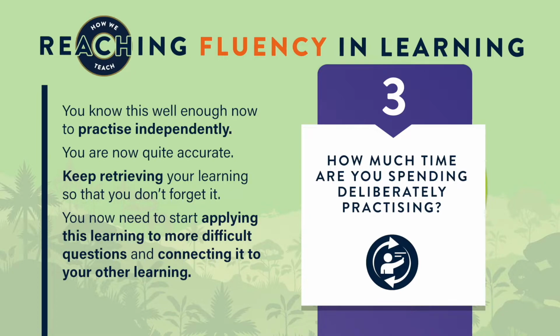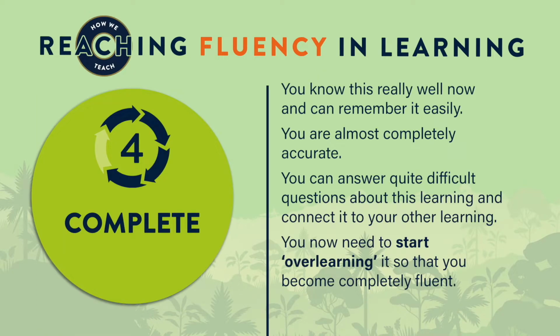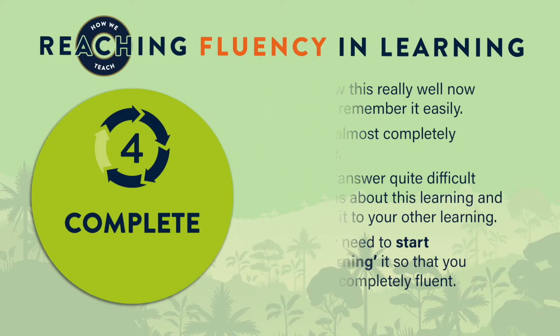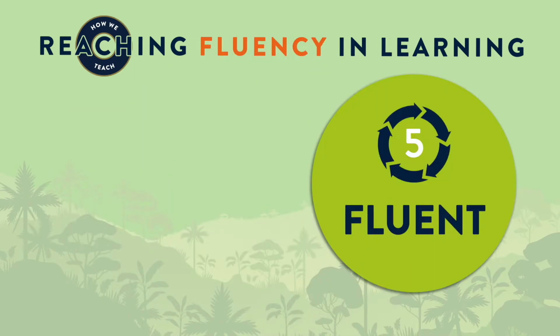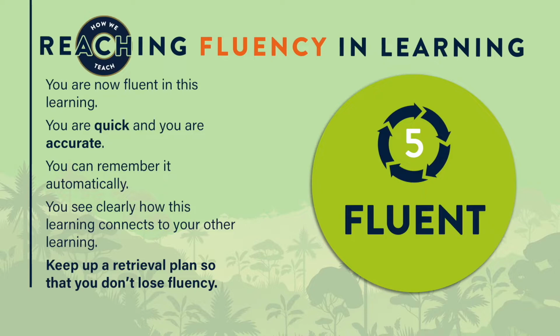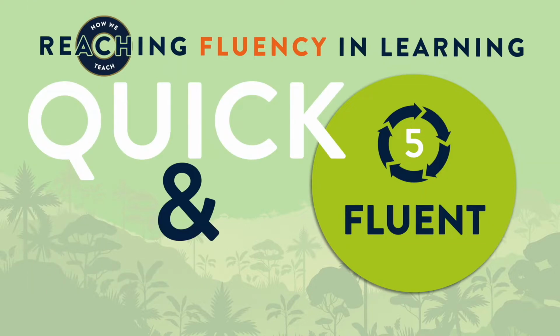It's only through doing that independent practice that really you can get your level of knowledge to being complete. You really know the stuff well and you can recall it easily, and you're almost always completely accurate. If you've moved beyond that stage, well then you're now fluent. Once you're fluent at a piece of knowledge, then it's something you know and can recall completely automatically. You're always quick and you're always accurate.